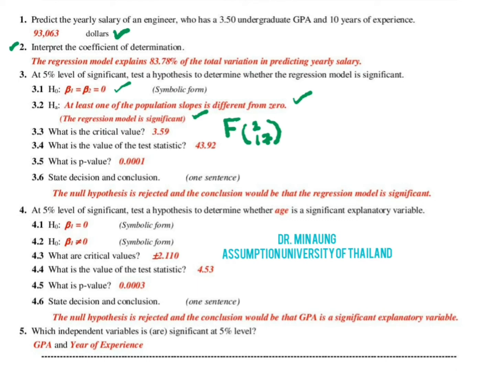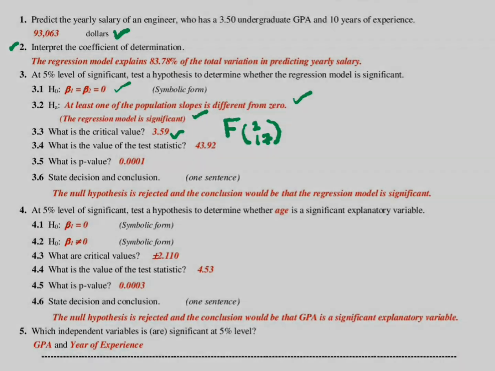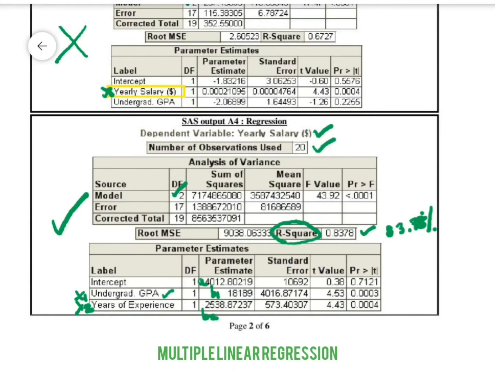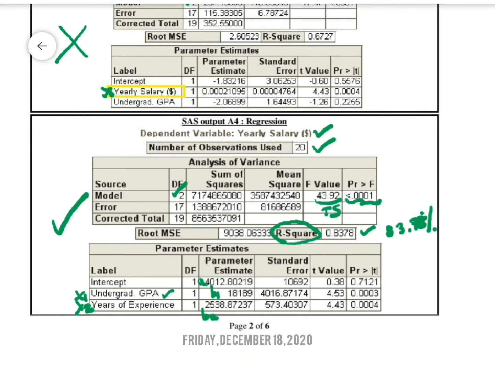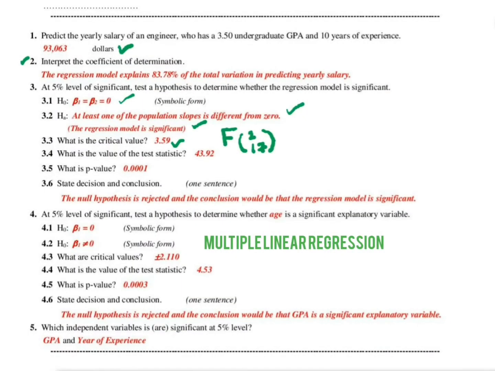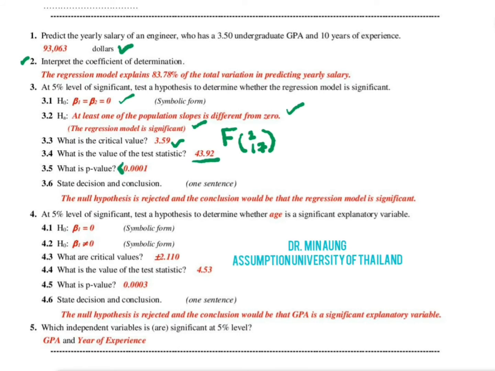What is the value of the test statistic? 43.92. You have to pick it up from the ANOVA table, the F value, 43.92. This is the F statistic. Its p-value is smaller than 0.0001, very, very small. If you say it precisely, the p-value is smaller than 0.0001.